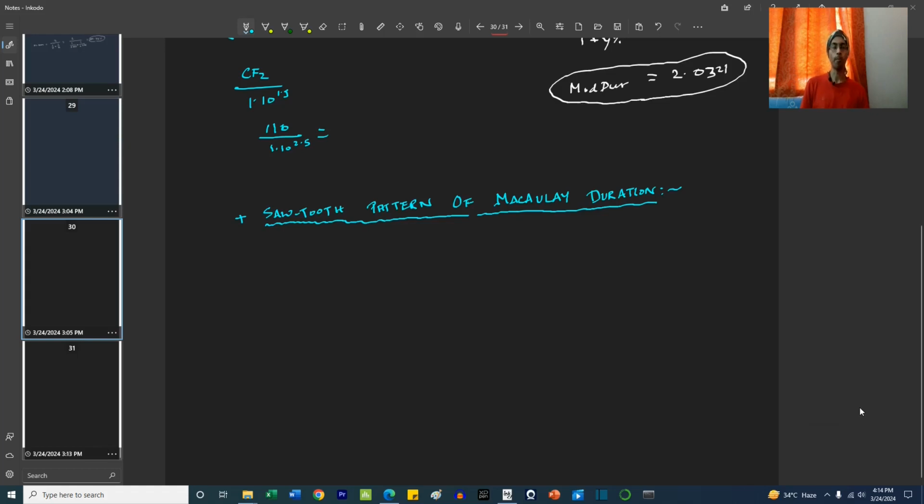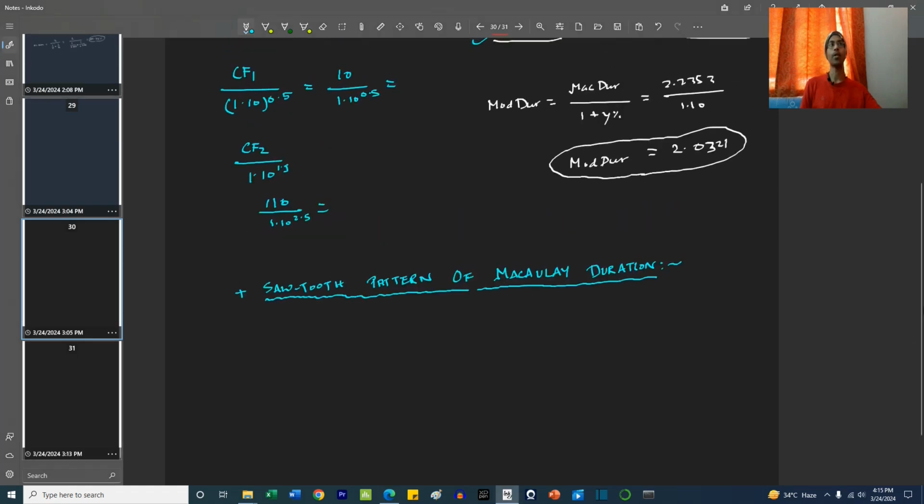Sawtooth pattern of Macaulay duration. Now what do we mean by this? Let's understand with an example. Let's say we take the example of this bond only. The bond with a Macaulay duration of 2.2353 and a maturity of 3 years.